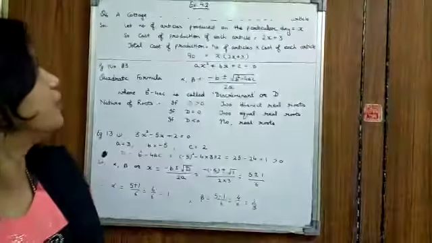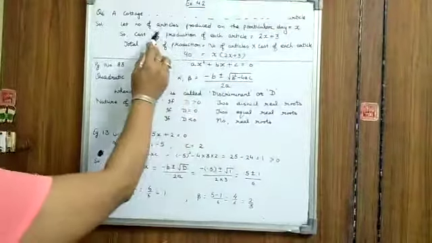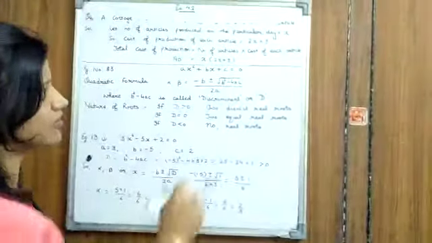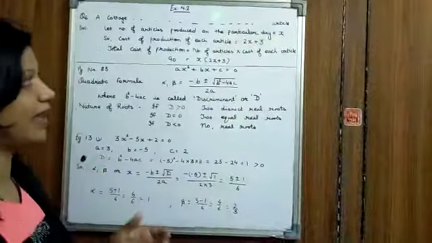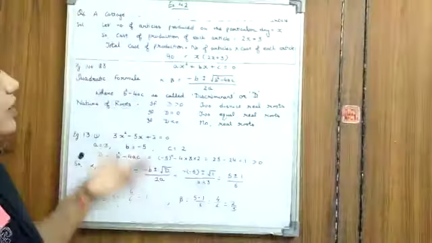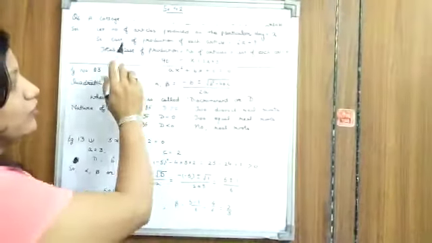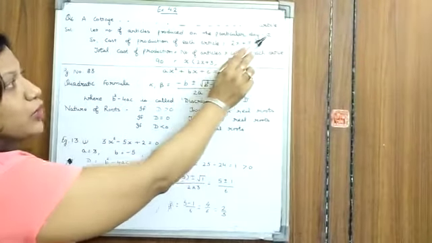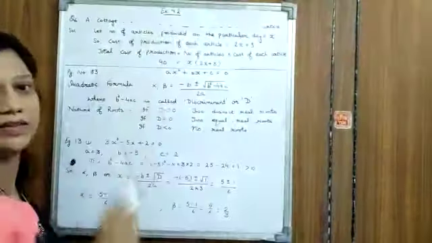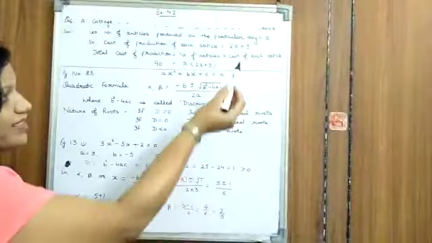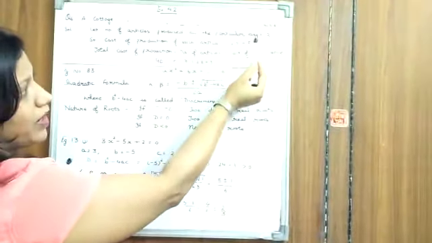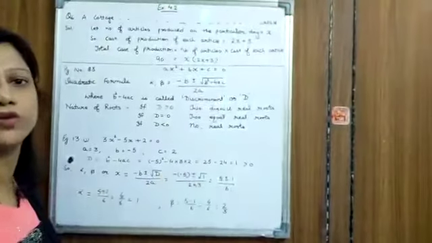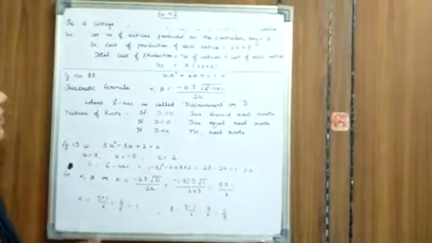So, let's suppose the number of articles produced on the particular day. We can suppose it as x. And as it is given in the question, the cost of production of each article is 3 more than twice the number of articles produced. So obviously twice the number of articles produced means 2x, and it is 3 more, so it will be 2x plus 3.